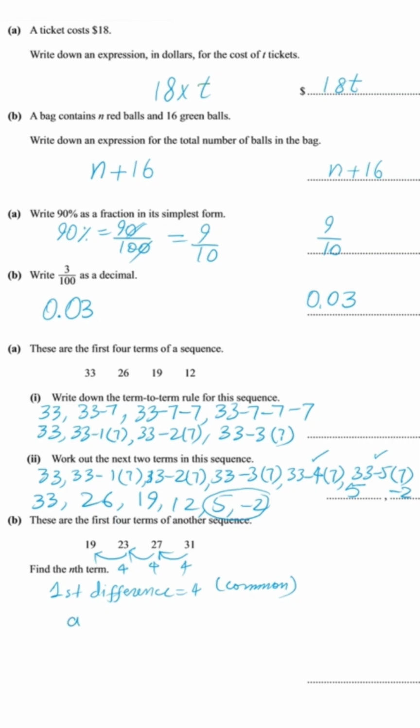A linear sequence has the formula for its nth term: a1 plus n minus 1 times d. We just substitute values. a1 is 19 and d is 4. So this becomes 19 plus 4n minus 4, which means 15 plus 4n. So this is the nth term, 15 plus 4n.